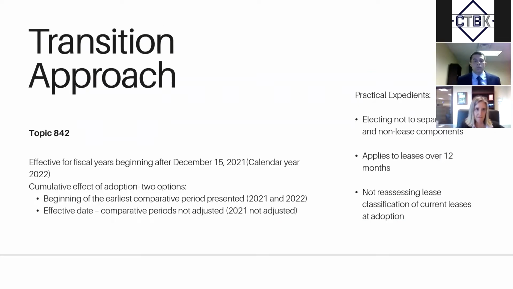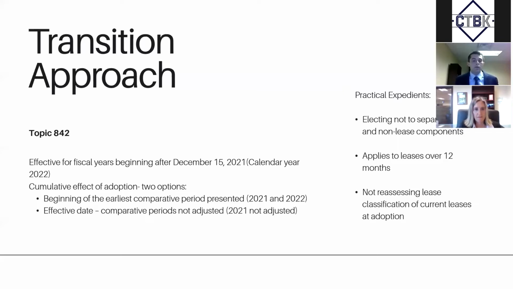So how to adopt the new standard? Topic 842 is effective for calendar year 2022 for companies with a December 31st year end. For companies with a fiscal year end, such as June 30th for a not-for-profit entity, topic 842 is effective for interim periods beginning after December 15th, 2022. For example, for a not-for-profit with a June 30th year end, the new standard will go into effect for the fiscal year end, June 30th, 2023.